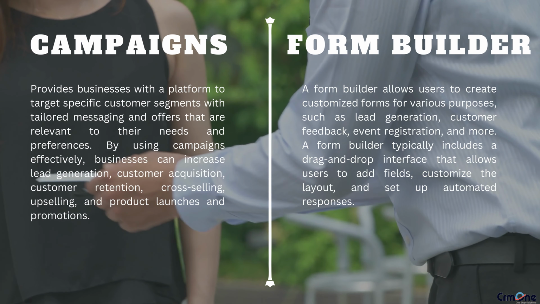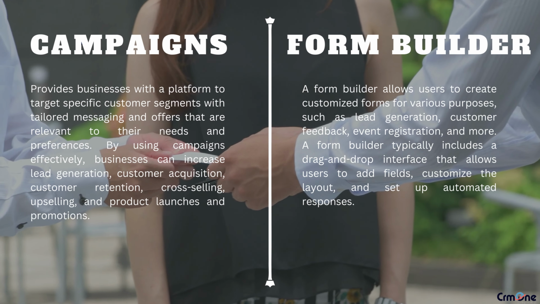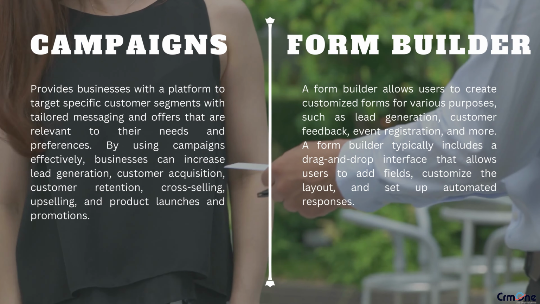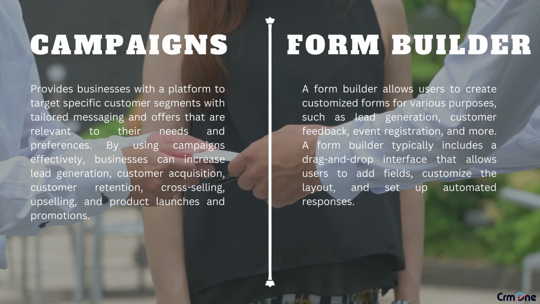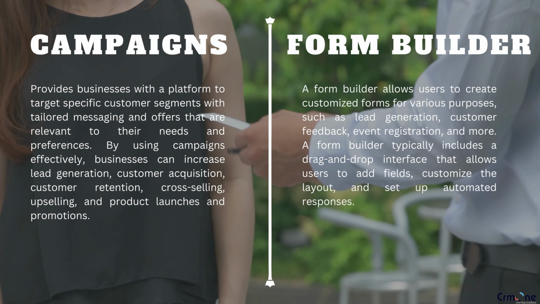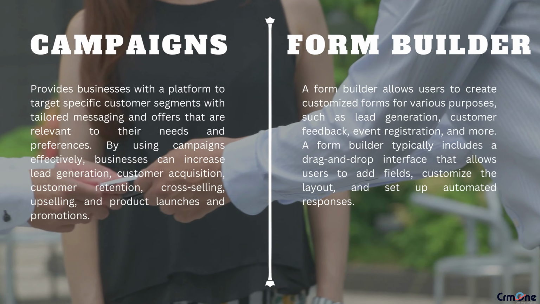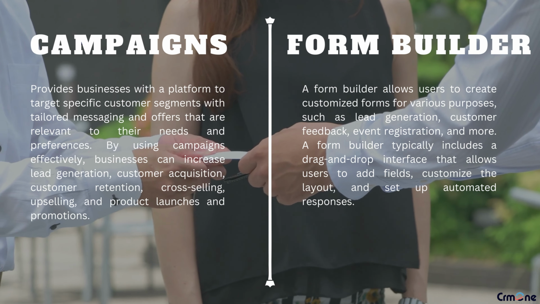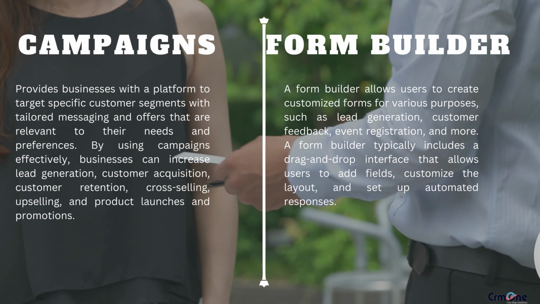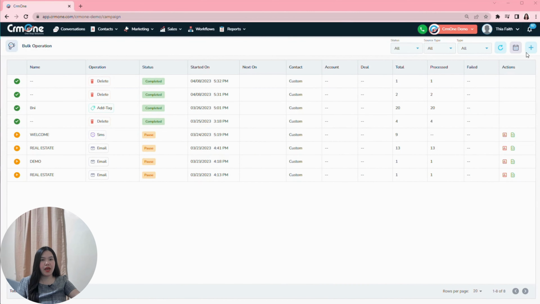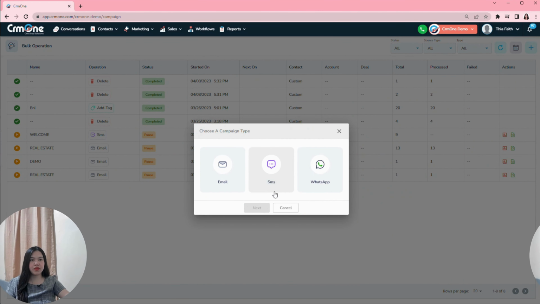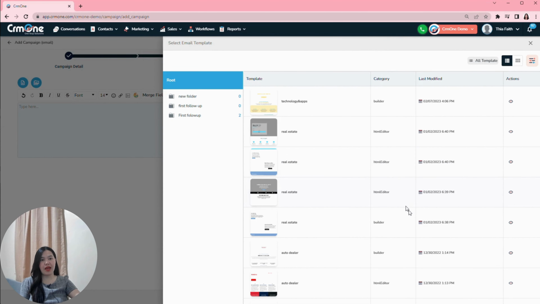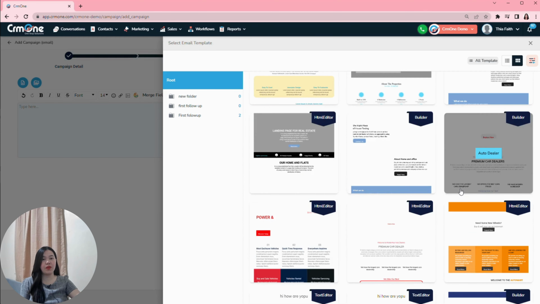Now let's move on to the campaigns. Campaigns provide businesses with a platform to target specific customer segments with tailored messaging and offers that are relevant to their needs and preferences. By using campaigns effectively, businesses can increase lead generation, customer acquisition, customer retention, cross-selling, upselling, and product launches and promotions. Now, campaign has three campaign types: the email campaign, SMS campaign, and the WhatsApp campaign. Now, with campaign, you will have access as well to the templates that CRM1 offers. Here are some examples of the templates you can use for your campaign.